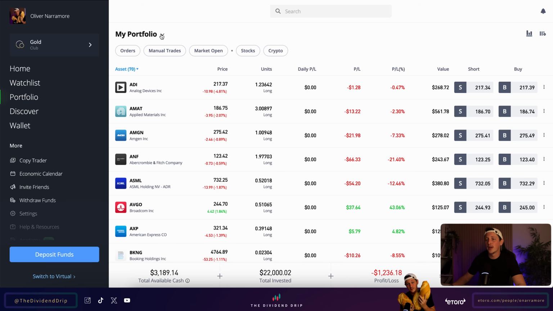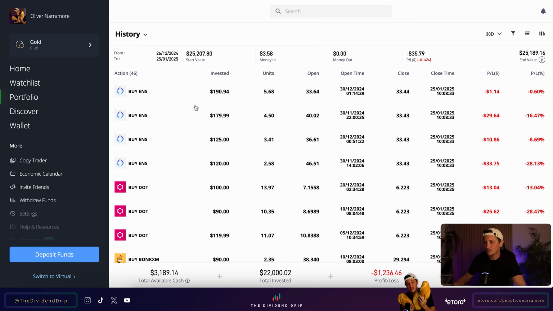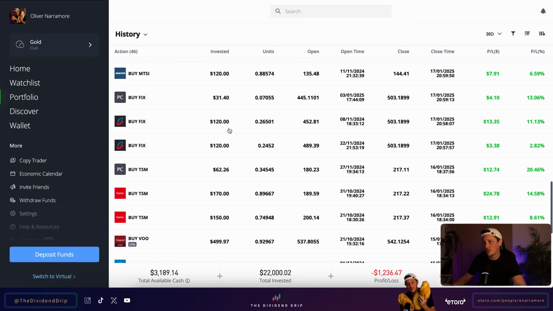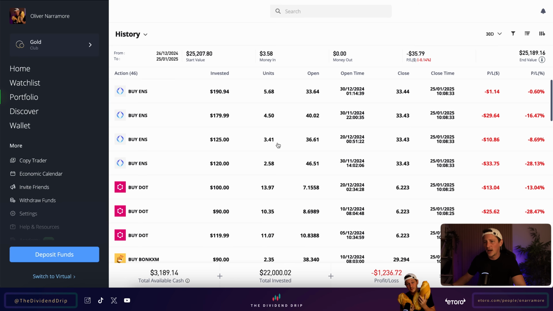Another very important thing for you to look into is the history. A lot of people don't know about this, funnily enough. You can click on history and see all the trades that you've decided to close down. As you can see here, I decided to close down my crypto today because I've just had enough of it. I don't want to be involved with crypto anymore. I want something more stable.